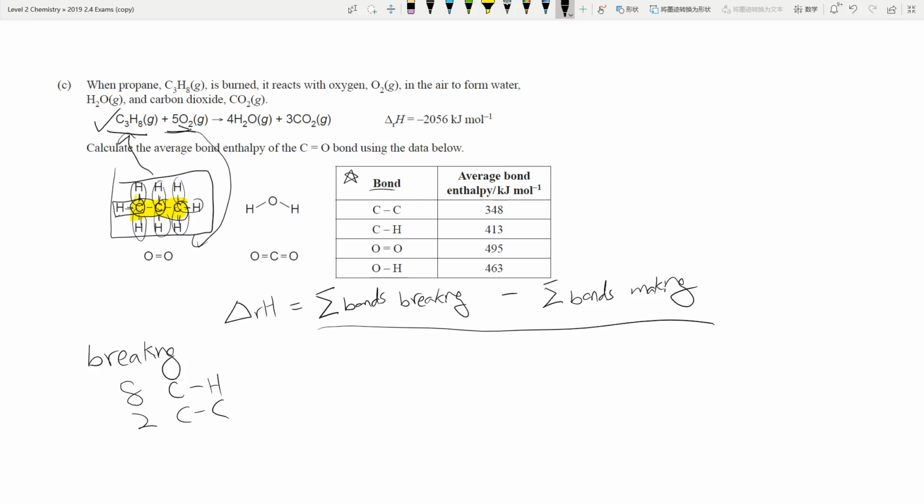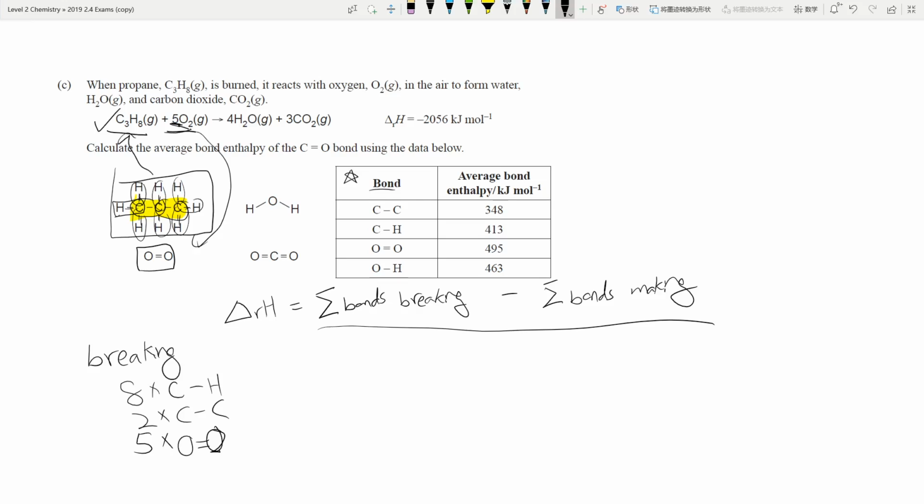I need to look at my oxygen. To break oxygen, I need to break this. So I need to break O2. Oops, I need to break the O double bond. How many moles do I have? I have 5 moles. So for each O2, you have one O double bond. I need to break 5 moles of those. So we've got to do that.